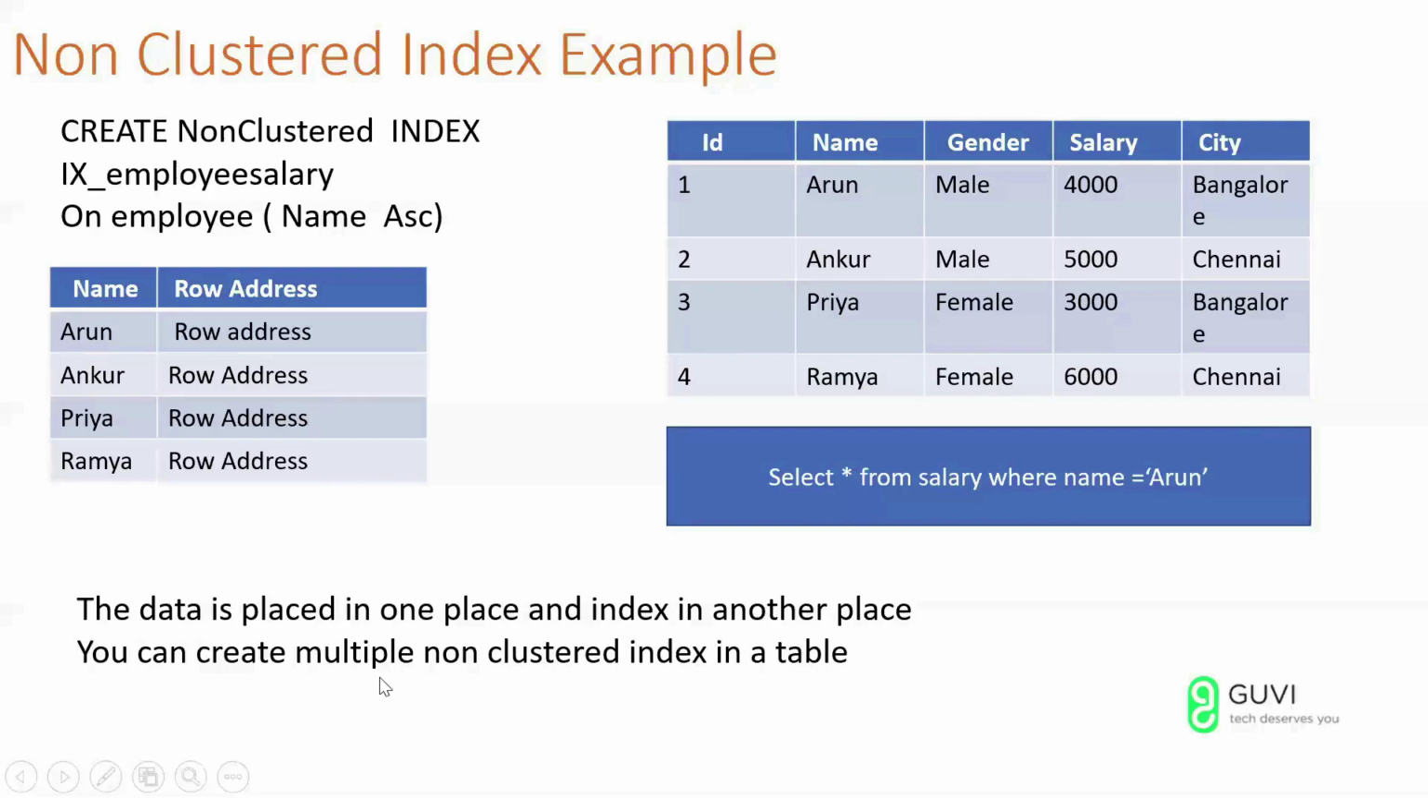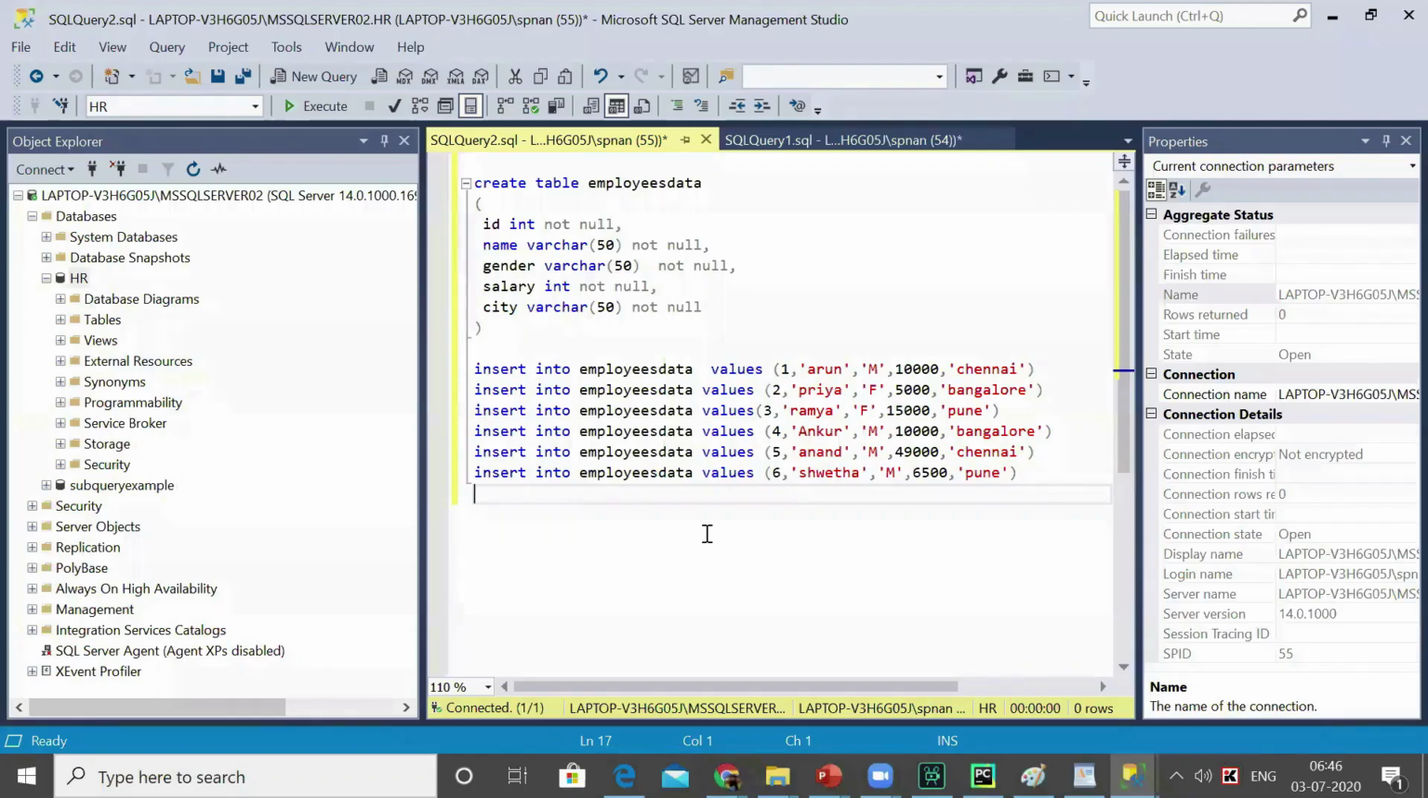You can create multiple non-clustered indexes in a table. For cluster index, you can create only one per table because your data is rearranged based on the index you are creating. For non-clustered index, you can create multiple because your data is in one place and your index is in another place. Let's look into the demo straight away.